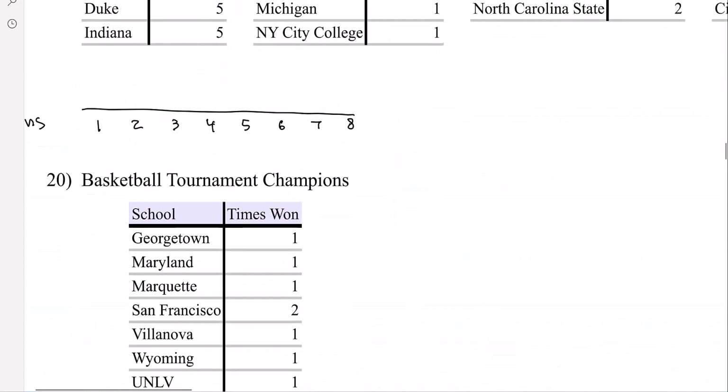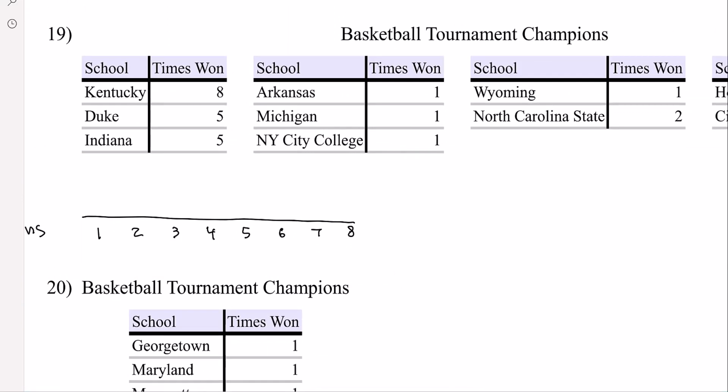Okay, so that's a dot plot. Now, if you have a table of values, they're talking about how many times these colleges have won tournament championships. Several of the teams, three of the teams, have won just one time. Kentucky's won 8 times, Duke 5, Indiana 8.